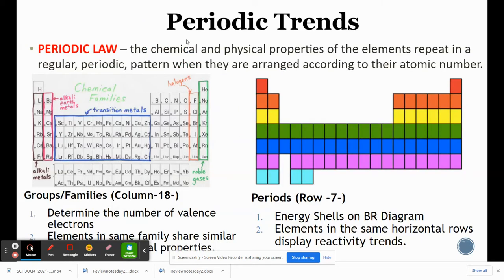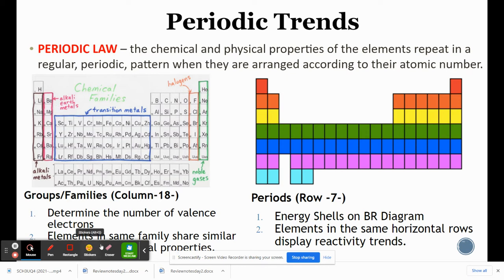Because of the way the elements are arranged according to their atomic number, there's something that we call the periodic law. The periodic law is the idea that the physical and chemical properties of the elements repeat in a regular, periodic pattern when you arrange the elements by atomic number. So there are patterns that repeat based on physical and chemical properties when you arrange the elements according to their atomic number. So atomic number 1, 2, 3, 4, 5, 6, and so on and so forth.